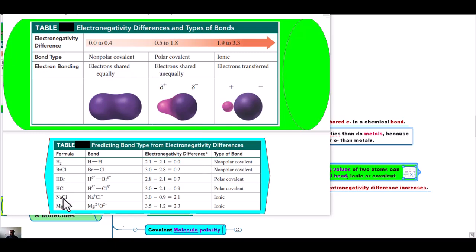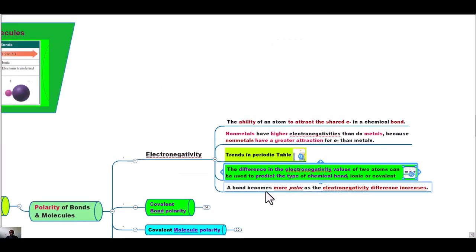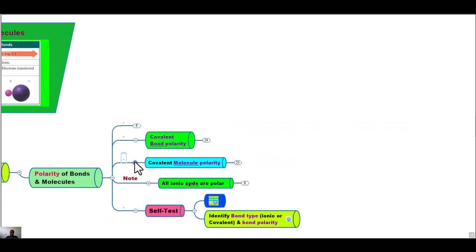And if you consider sodium chloride, the electronegativity difference between the two atoms is 2.1, which is in this range, and the type of bond is ionic bond. This bond is formed by transfer of electrons. So in this way you can check whether a given chemical bond is ionic, nonpolar covalent or polar covalent. Another thing is that a bond becomes more polar as the electronegativity difference increases. If the electronegativity difference increases, then the polarity becomes higher. This is one concept about electronegativity.